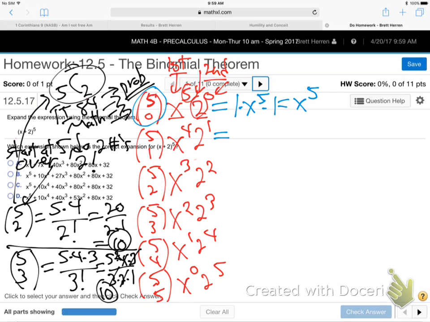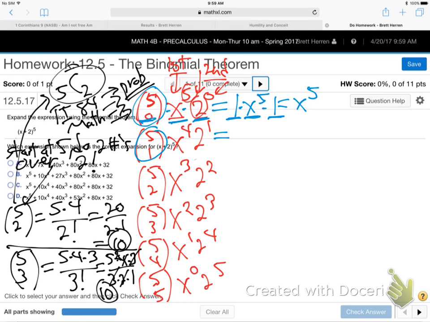Next term. I just multiplied those together. Did you track with me? 5 choose 0 was 1. x to the fifth. 2 to the 0. Anything to the 0 power is also 1. So 1 times x to the fifth times 1 is x to the fifth. Good so far. Let's do the next one.